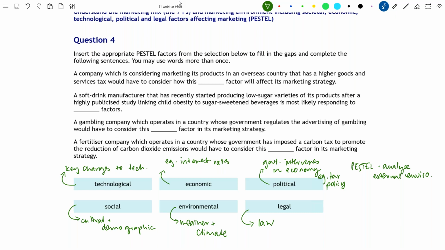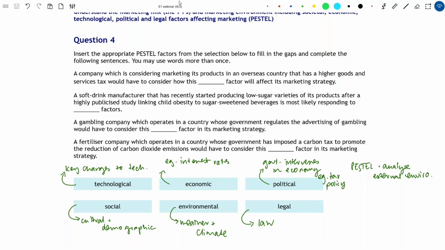Okay, so that's our 6 different PESTEL factors. Let's take a look at the question that we've got, and we've got a few different scenarios that we're going to have to answer. So our first one is a company which is considering marketing its products in an overseas country which has a higher goods and services tax would have to consider this. What type of factor will affect its marketing strategy?